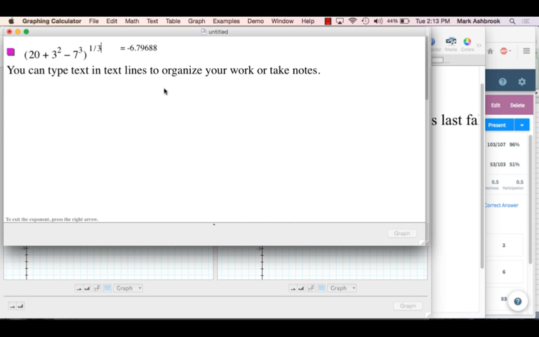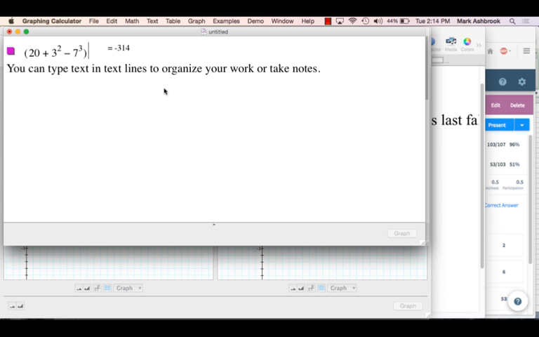So with square and cube, you can do shift 2, shift 3, but any other exponent, you need the caret, shift 6. And then notice that as I was making this, it was always telling me what the current value was, right? So if I take off the 1/3 power there, this is negative 314. I can come in here and change the exponent, 7 cubed. Maybe I want square root of 7.